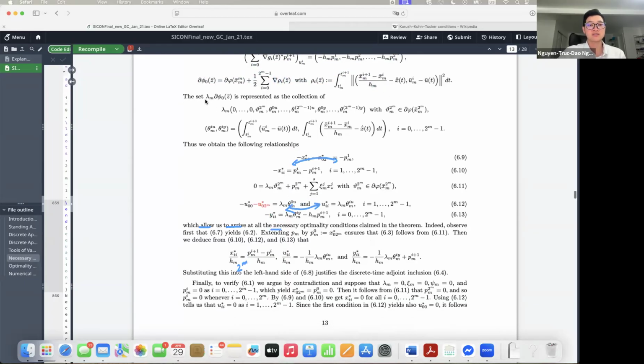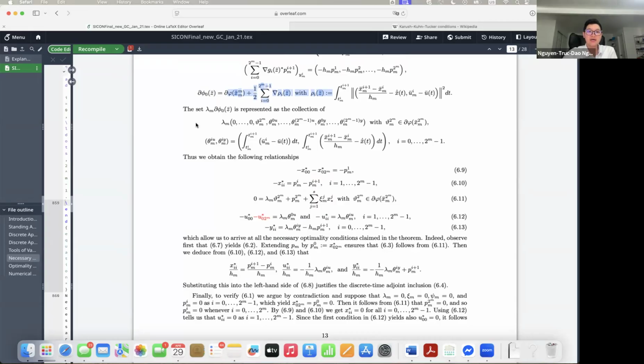And then the set lambda m times this one above is represented as the collection of. So this one you have to write down carefully all the terms inside here and then rewrite in the collection of this one. Let me erase everything and then I can try to write down carefully. Okay, now let's try to write this one. Lambda m times this one, lambda m multiplied by this.